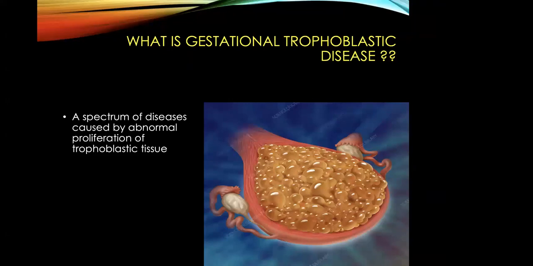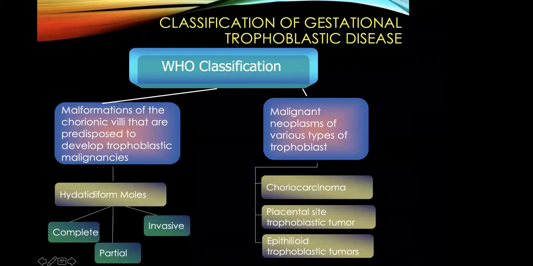Remember one thing. Let's start to understand the spectrum of diseases of GTD. GTN and GTD are synonyms of each other. Basically, it's an abnormal proliferation of the trophoblastic tissue, which is a very important part of the placenta. In the WHO classification there are two arms. On the left hand side of your screen, there is malformation of the chorionic villi that are predisposed to develop trophoblastic malignancies, commonly known as hydatidiform mole. It is of three types: complete, partial, and invasive. On the right hand side, there is malignant neoplasm, where the worst scenario is choriocarcinoma, placental site trophoblastic tumor, and epithelioid trophoblastic tumor.